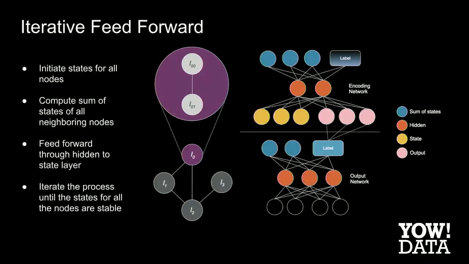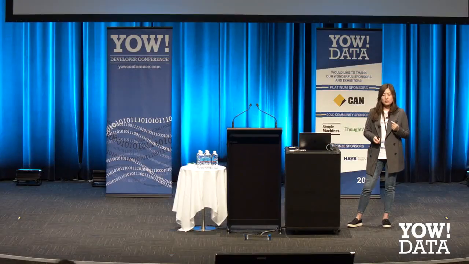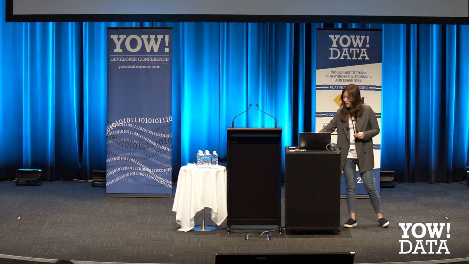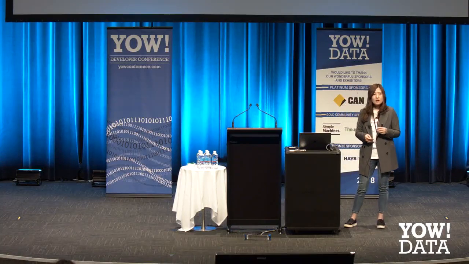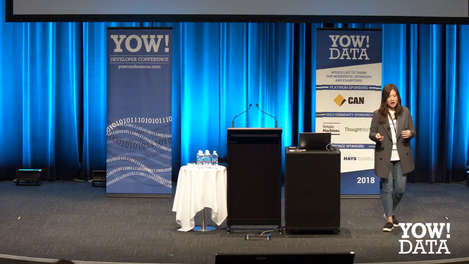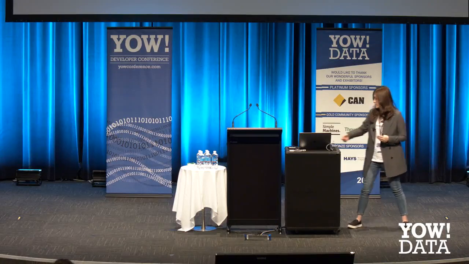And the process in the encoding network and the output network is not very different. It's the same. We repeat the feed-forwarding process multiple times until we reach the stable points. But the only difference is that at the output layer here, we're trying to generate the final output for the whole graph of graphs. And at the output layer, we can compute the error between the actual output and the expected output.